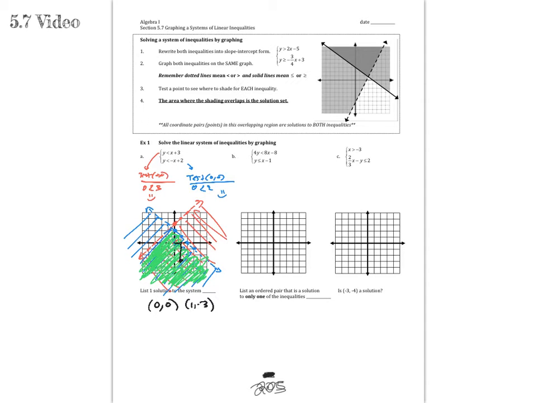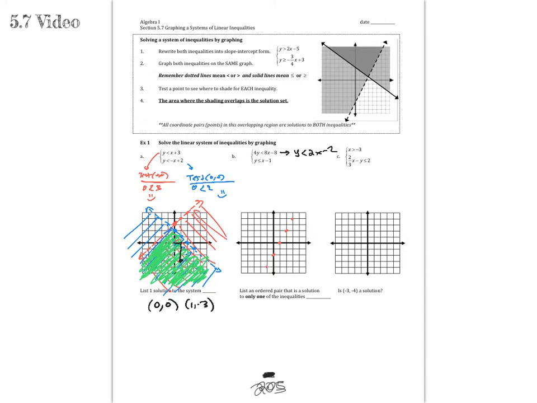Okay, let's try B. So for B, the top equation needs to be solved for y, so I'll divide everything by 4. I get y is less than 2x minus 2. And then for the bottom equation, it's already solved. So let's do this. Y is less than 2x minus 2. Go to minus 2. Positive 2 is my slope.